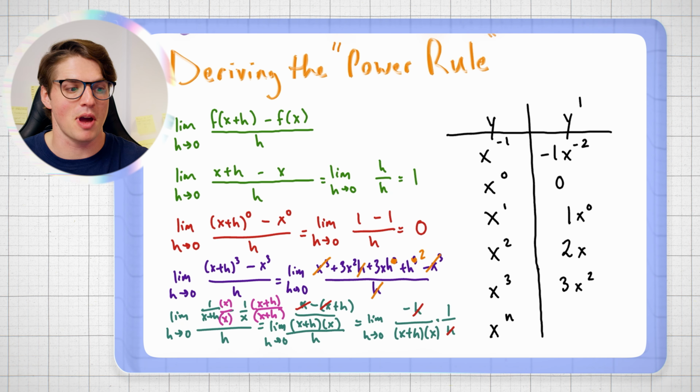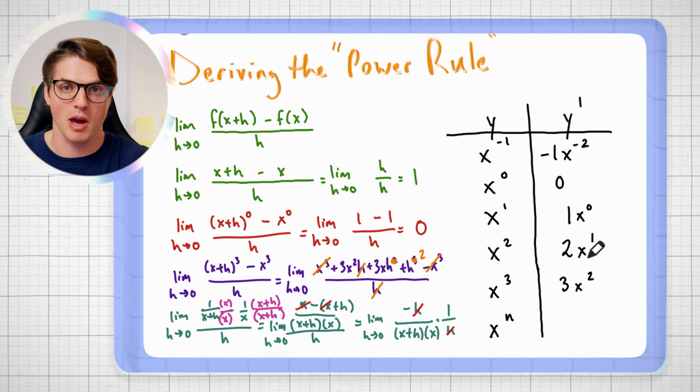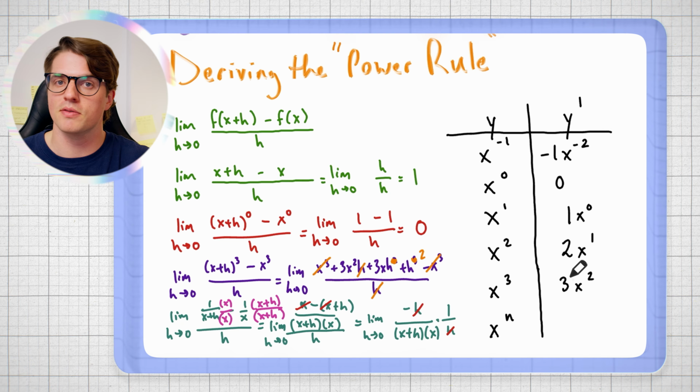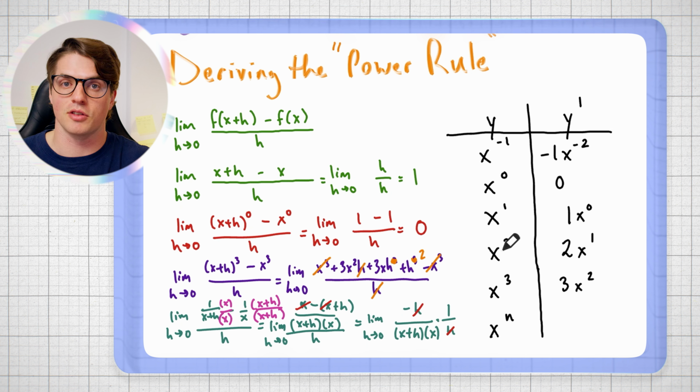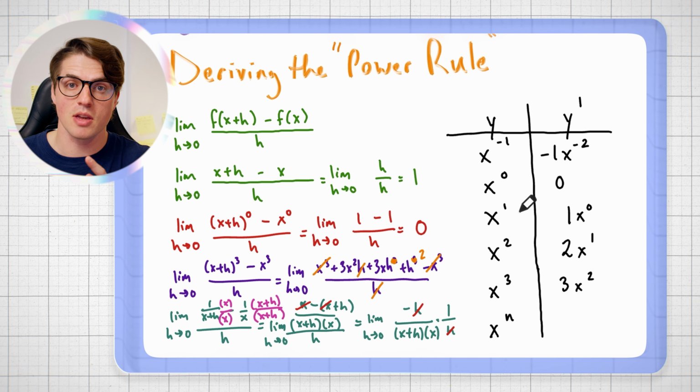You might be able to see the pattern. I'm going to add a 1 here, so we have 1x to the 0. Now I want you to look, if you haven't seen the pattern yet, we're going from x to the third to 3x squared. We had a 3 up here. Now we have a 3 in front, and it's x squared. If we take the derivative of x squared, we had x to the second power. That 2 comes in front, and we have x to the 1. Same is true for x to the 1. We have a 1 in front, and then we have a 0.